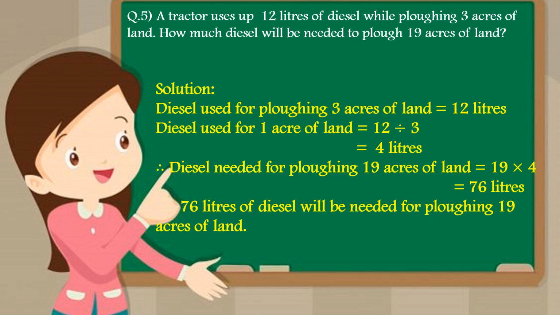Now, we know that. Now, we have to find 19 acres of land. How much diesel is required to plow 19 acres of land? Suppose 1 acre is 4 liters. Therefore, 19 acres will be 19 into 4, that is 76 liters. So, first we found 1, then we found many. So, their answer is 76 liters of diesel will be needed for plowing 19 acres of land.